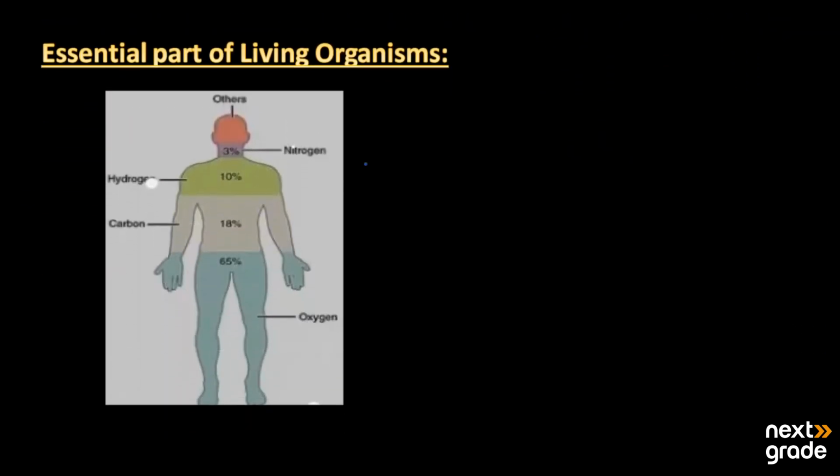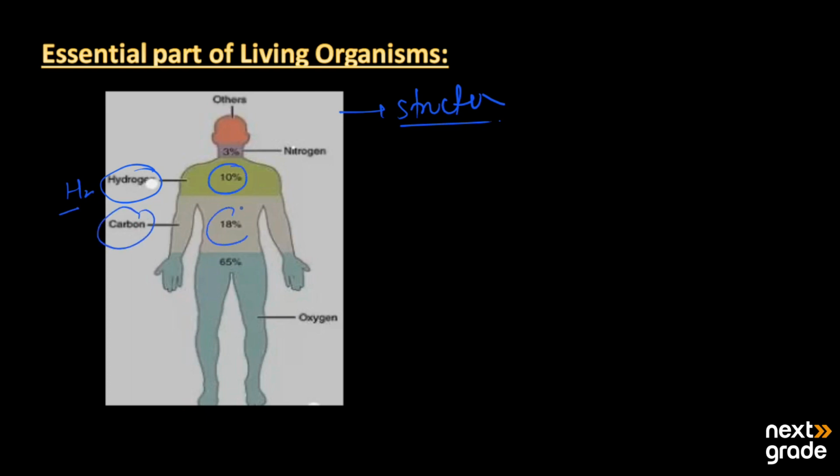Then they are an essential part of living organisms. How are they making up the body of human beings? Basically, non-metals are an essential part of living organisms because they make up most of the structure. In this picture, you can see that hydrogen, a non-metal, makes up 10% of the body. Carbon makes up 18%.